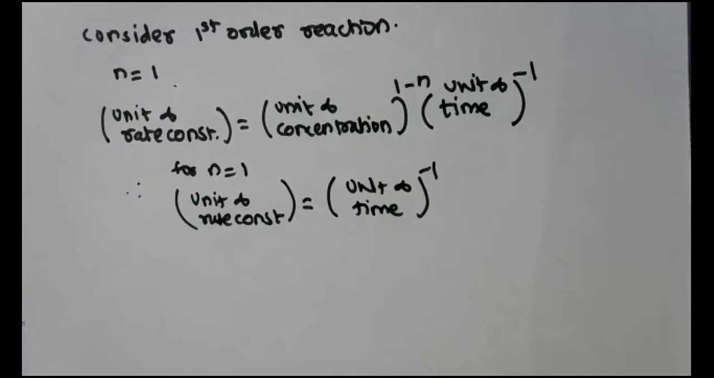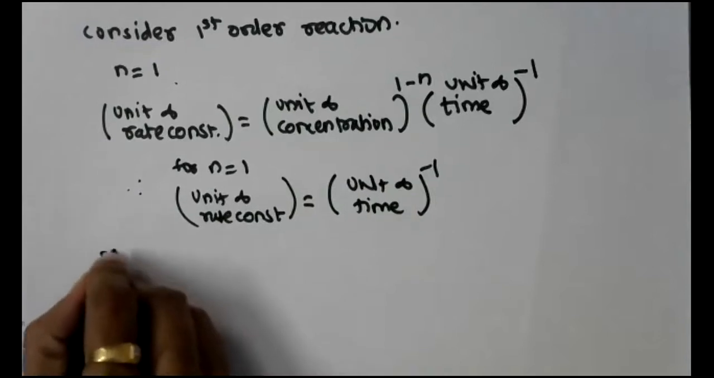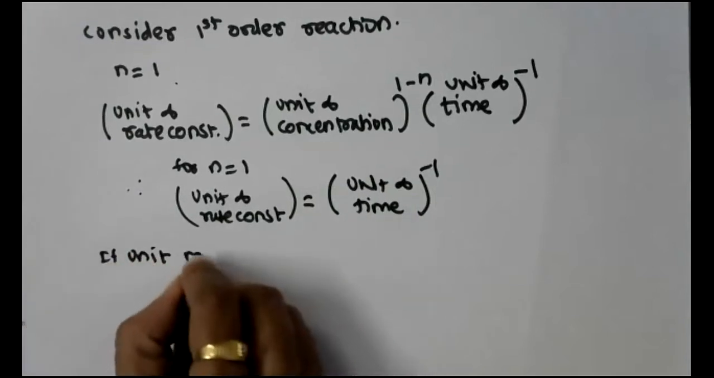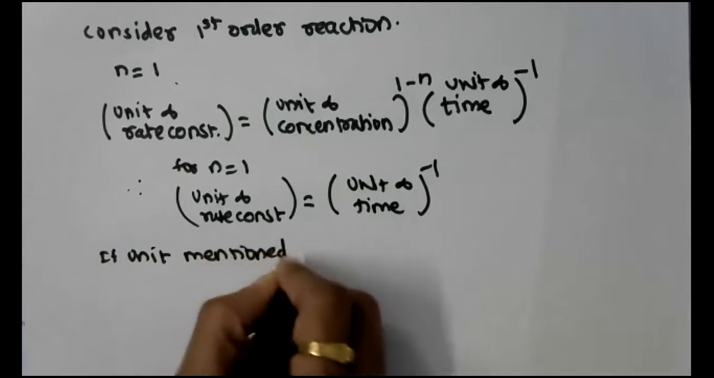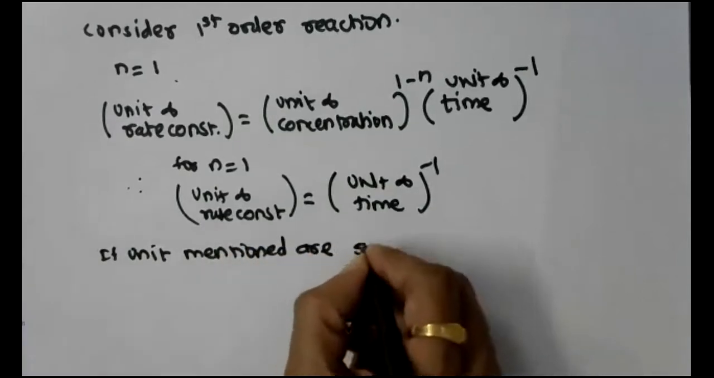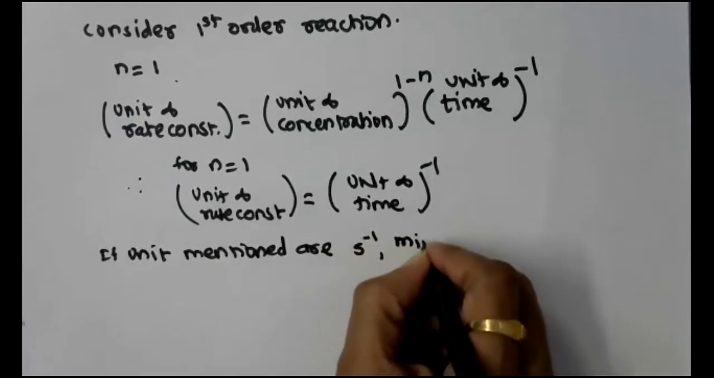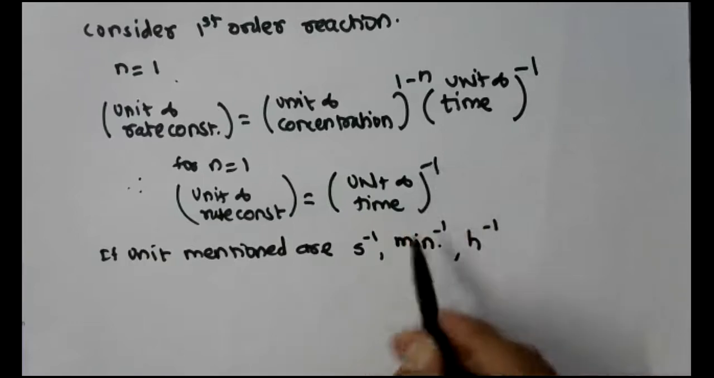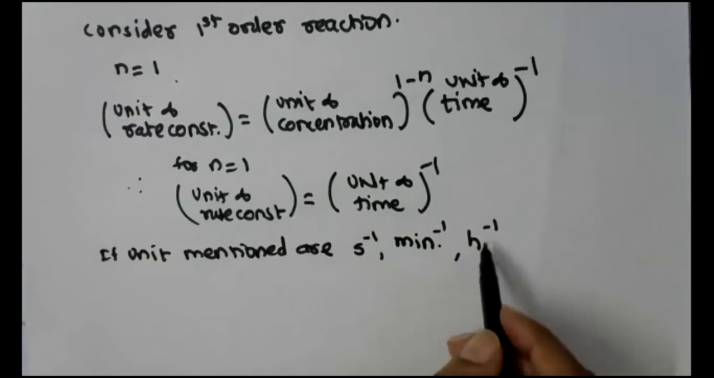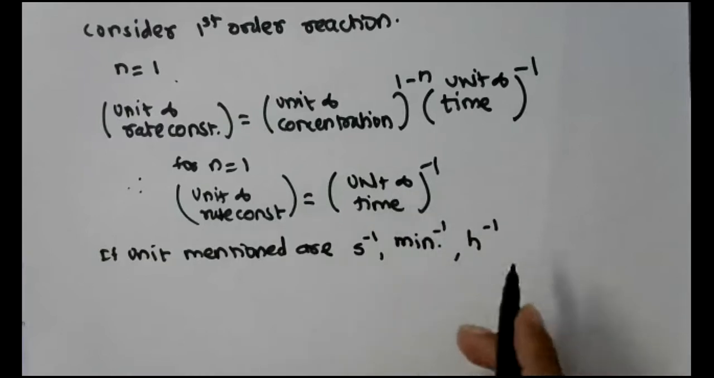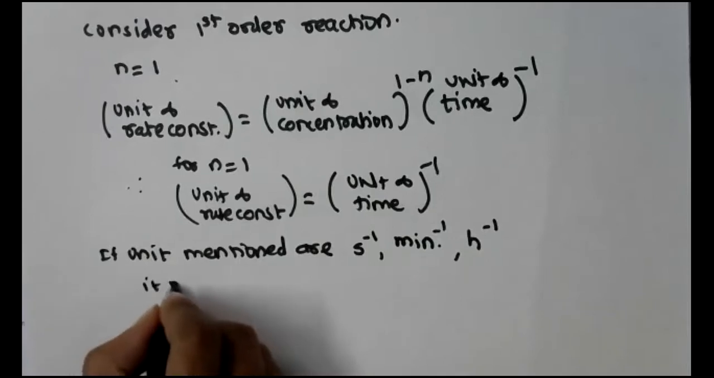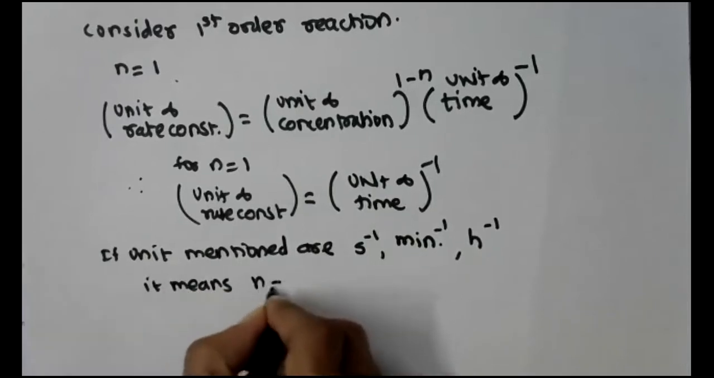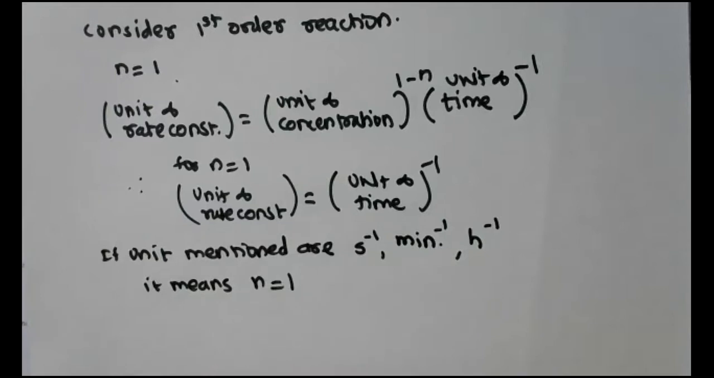Now suppose you read a problem statement, and the units mentioned are second inverse, minute inverse, hour inverse, or time inverse. It means n is equal to 1, that is, order of reaction is equal to 1.